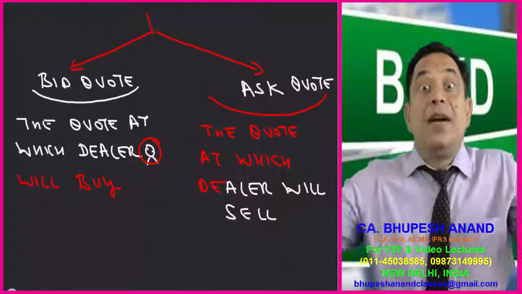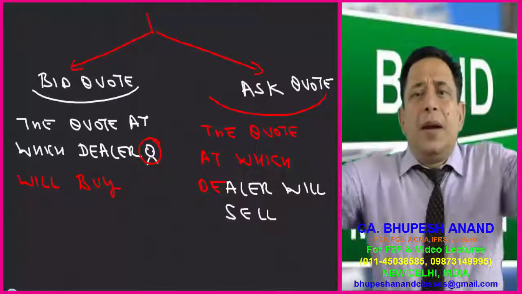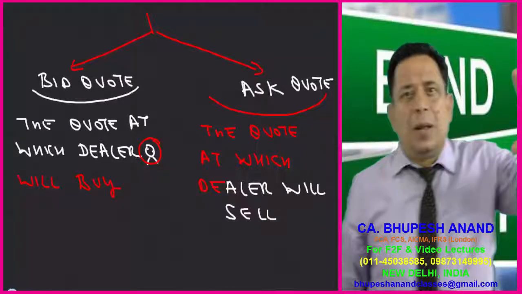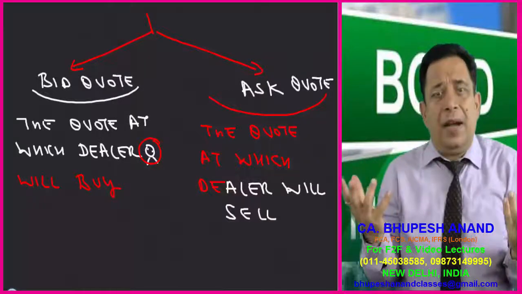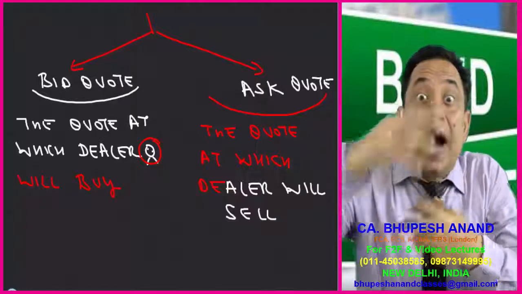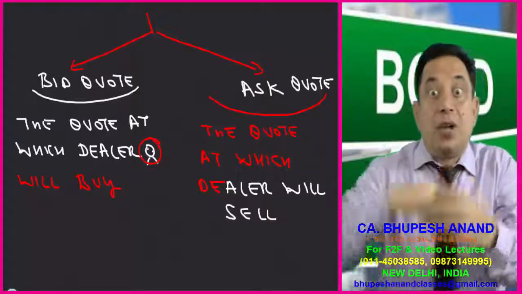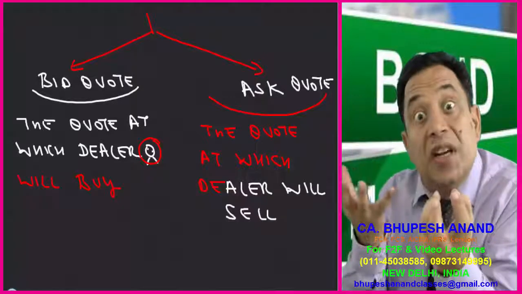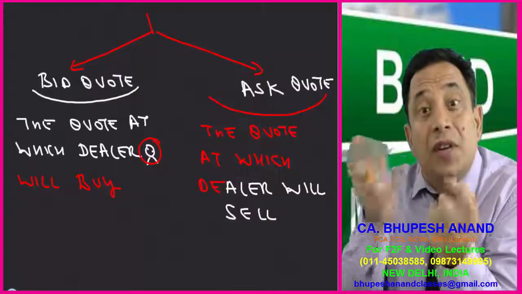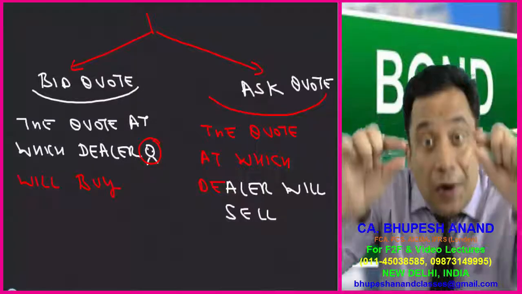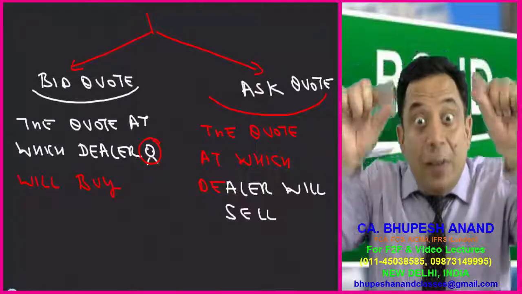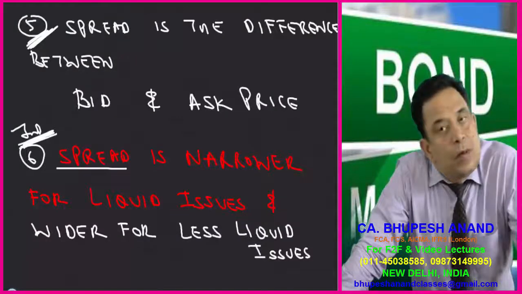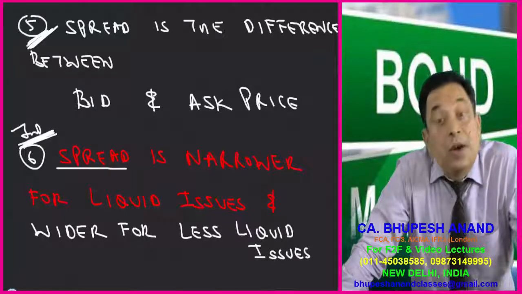Now, the wider the spread, the lower the liquidity of this type of security. It is natural and intuitive. And if a bond is highly liquid, highly saleable, then the level of liquidity is very high, because the spread will be narrower. So I repeat, the spread will be narrower. So you have written this fourth point, right? On the fifth point, spread is the difference between bid and ask, and spread is narrower for liquid issues.